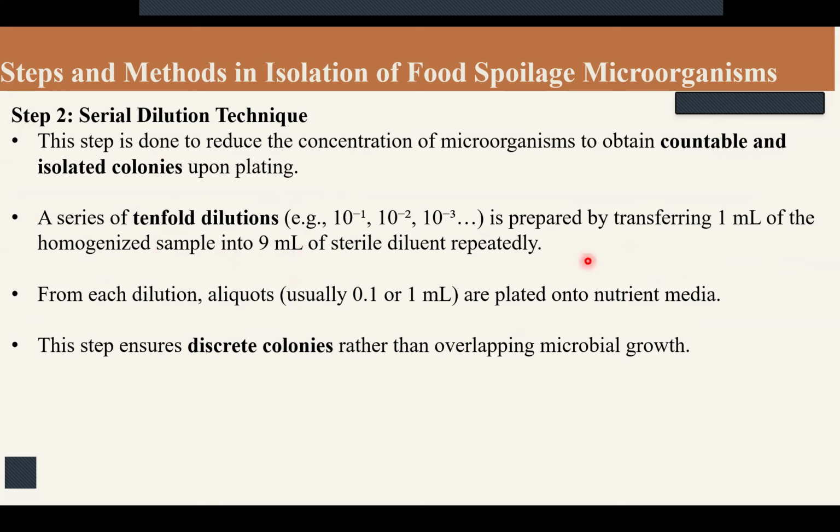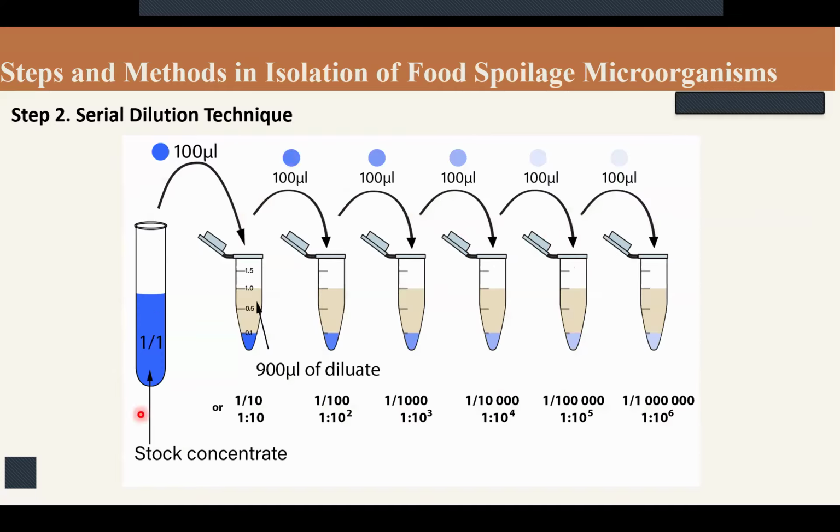Now, why are we doing this process? We're doing this in order to reduce the microbial load that is present in the food sample. When we isolate these microorganisms on the nutrient plates, we don't want to see a lawn of bacteria. We want to see individual colonies, and that will happen when we do serial dilutions.